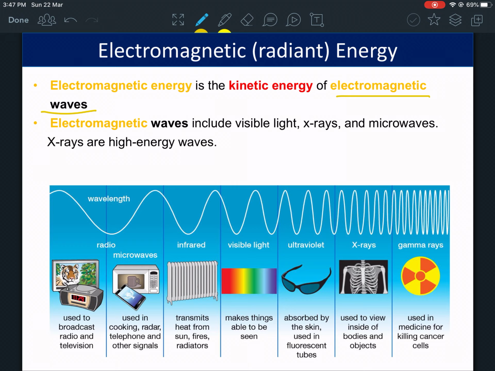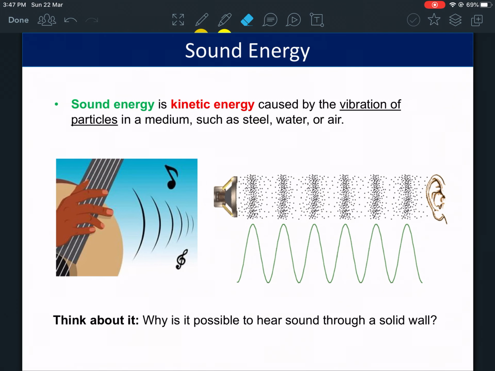Okay, it includes visible light, X-rays, microwaves, okay, and all the other ones. All right, I'm not gonna give you anything that is confusing relating to this. You just need to know in general what it's about. Sound energy comes from the word sound.